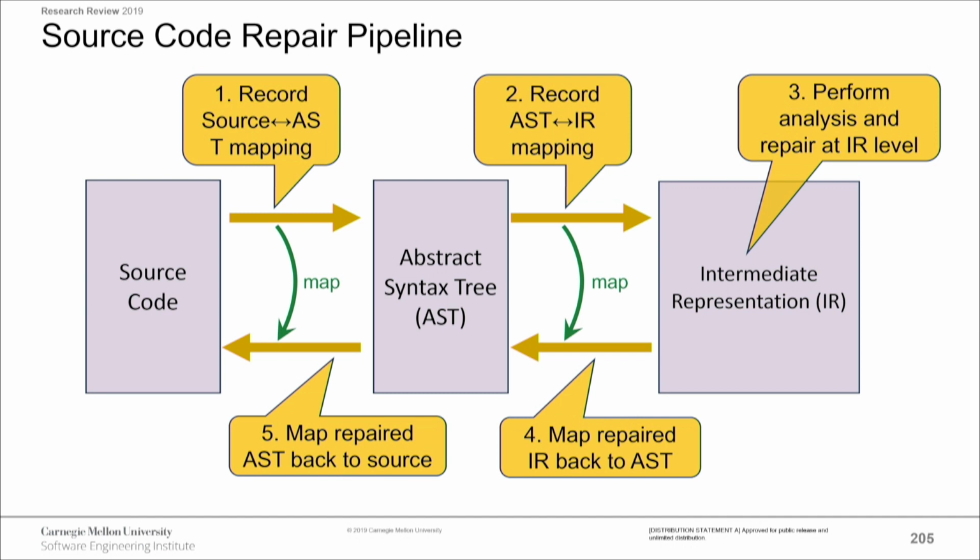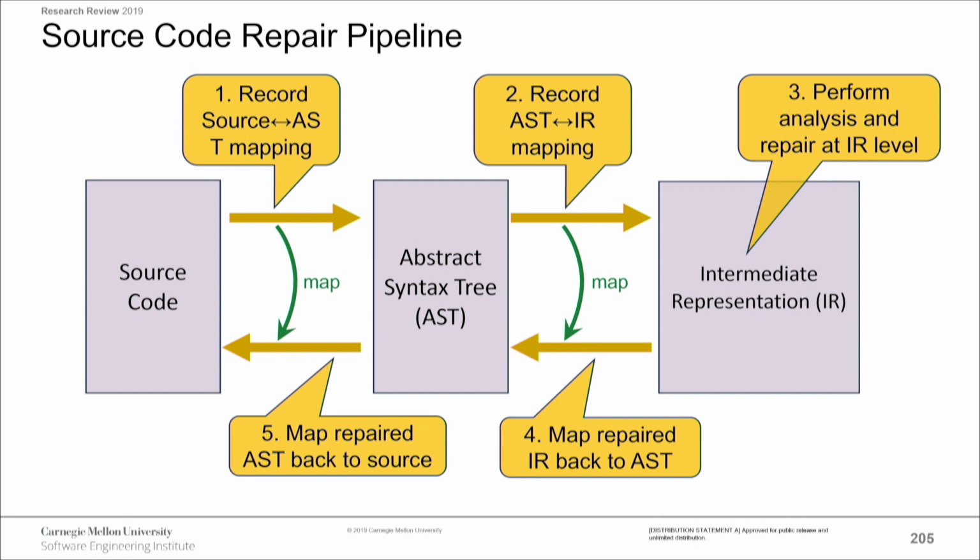In step two, we take the AST and transform it into our intermediate representation. And again, we annotate the IR with information of how to transform it back to the AST. Then in step three, we perform our analysis and repair on the intermediate representation. Then in step four, we take the repaired intermediate representation and transform it back to an abstract syntax tree using the annotations. And step four is semantics preserving by construction. We always preserve the semantic changes that we make to the IR.